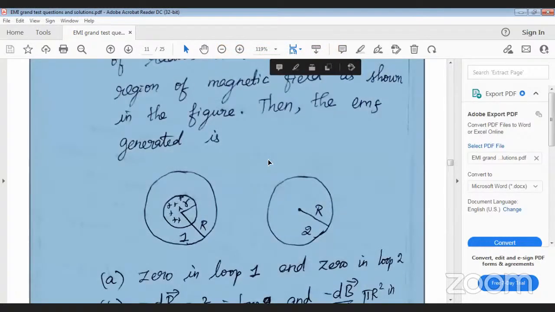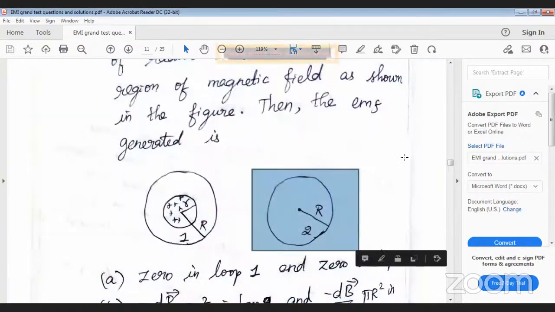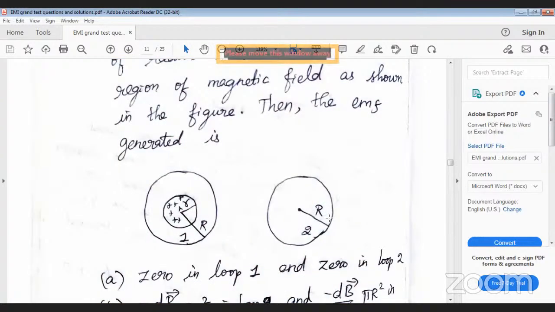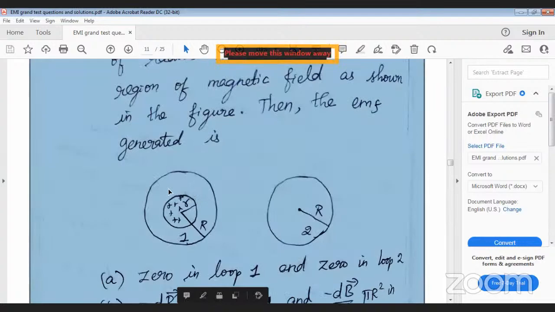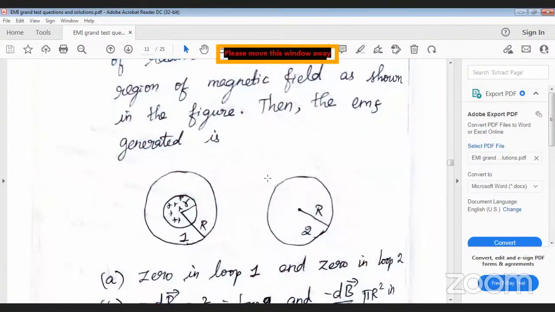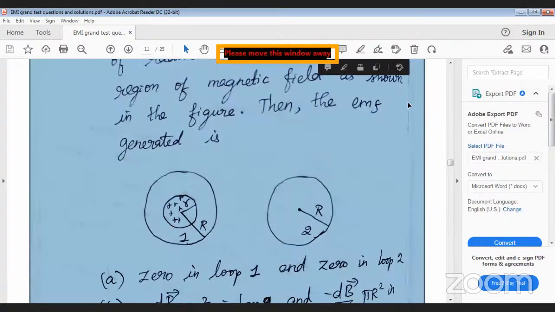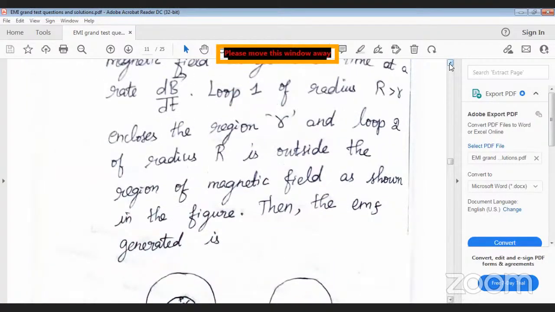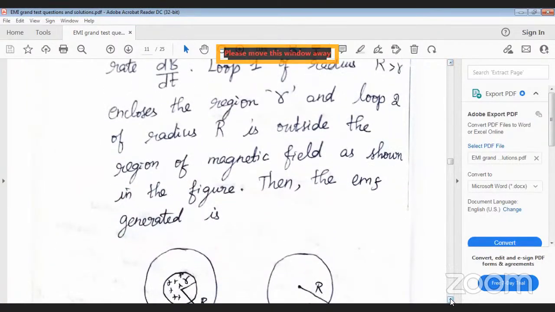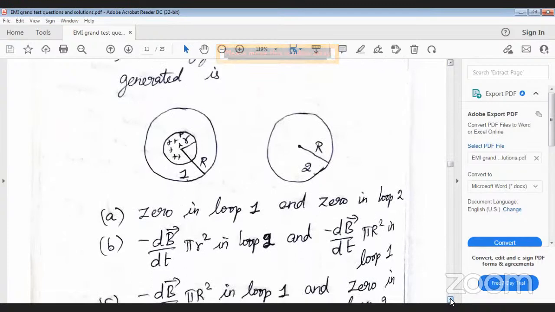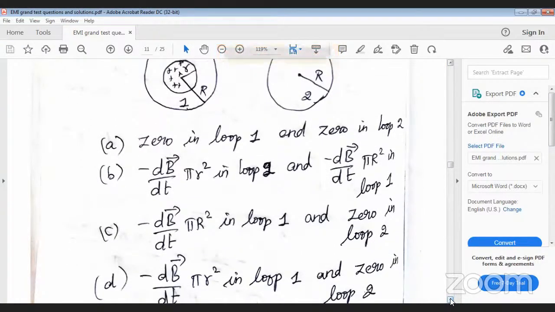But here you have another circular loop. Its radius is also capital R, but this is outside these concentric circles. That means this is not enclosing any magnetic field from the inner circle. It is outside the region of magnetic field. That means no magnetic field is linked with the second loop. The EMF generated they have asked. So from the 4 options, you need to choose the right one. Obviously, it should be 0 in loop 2, right? It should be 0 in loop 2 because loop 2 is outside the region of magnetic field.